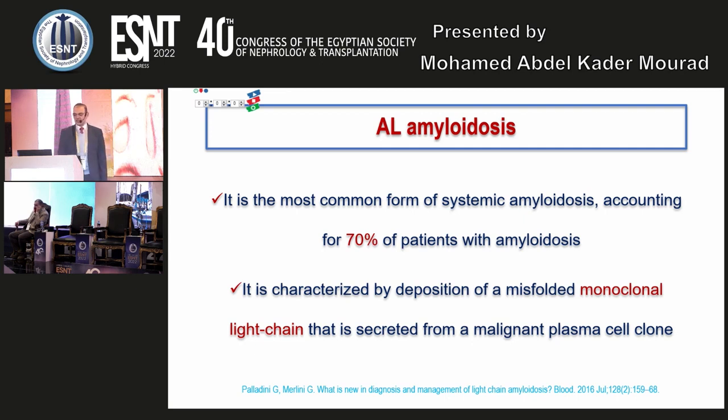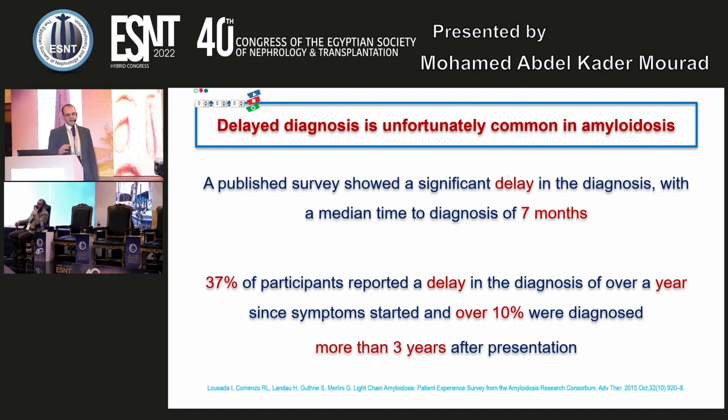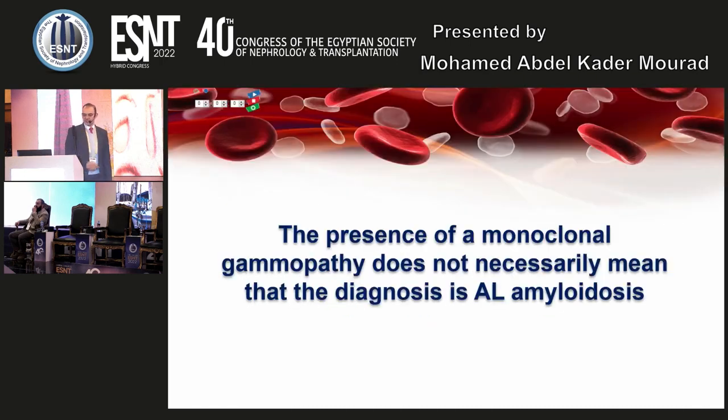It accounts for 70% of amyloidosis overall, and it is characterized by misfolded monoclonal light chain that's secreted from a malignant plasma clone. Unfortunately, the diagnosis is delayed, as Dr. Ahmed said. It's estimated to be a mean of 7 months, and about 37% of participants in this survey report a delayed diagnosis for a year, and more than 10% of them for 3 years after presentation.